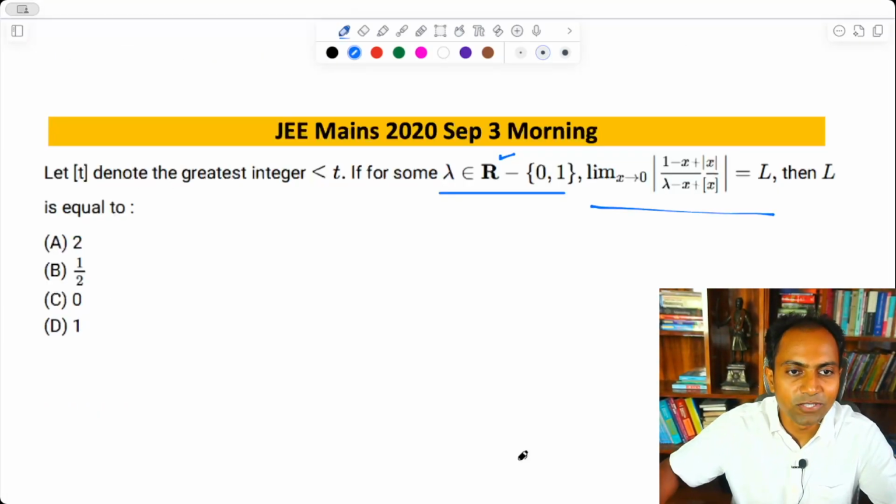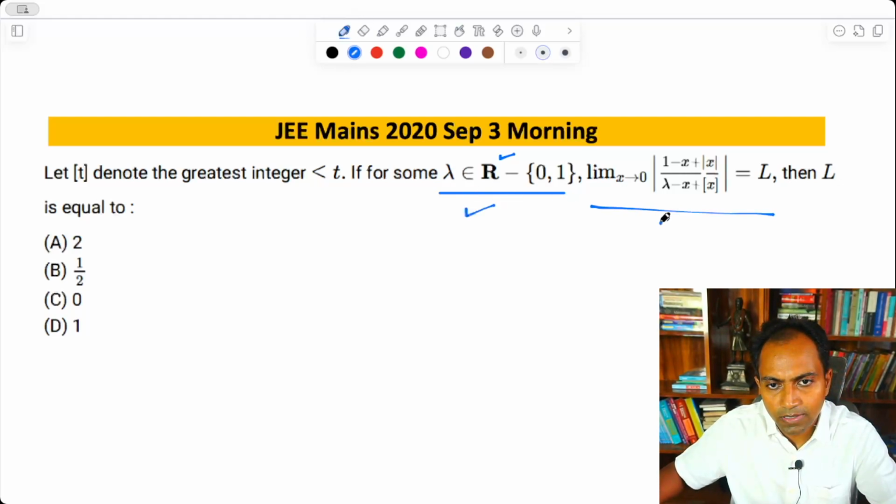Now this JEE Mains 2020 question is a very good application. They are talking about two very important things. One is the value of lambda, and corresponding to that they want us to find the value of L. Now we can see that when they have already told that it is equal to L, this indirectly means that limit exists. And this would mean that if I find LHL and RHL, ultimately they should be equal. This is what it means.